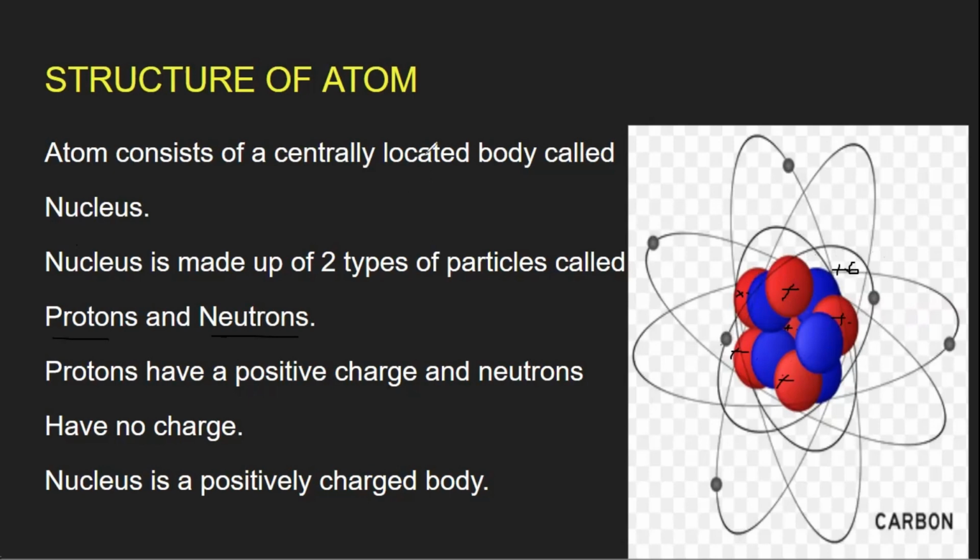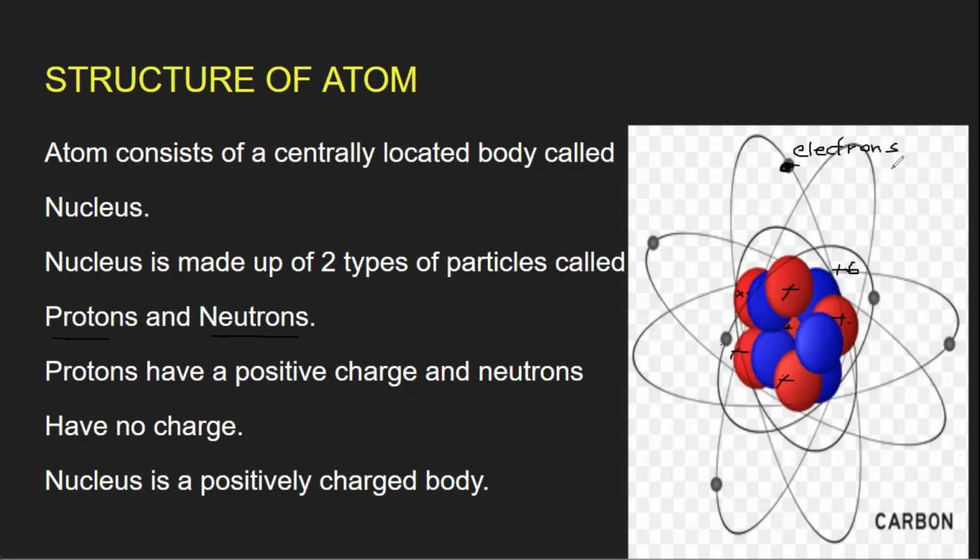Then you can see all around the nucleus, these ring-like structures. They are called shells or energy levels, and actually they do not exist. We draw them. They are imaginary. Why do we draw them? To show that these tiniest particles, which are called electrons, revolve in a fixed circular path around the nucleus. So we draw this imaginary path to show the path of the electron on which they revolve.